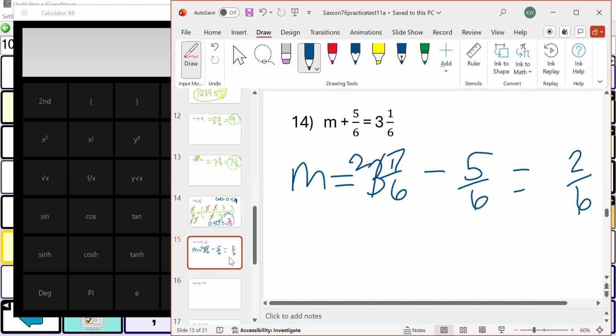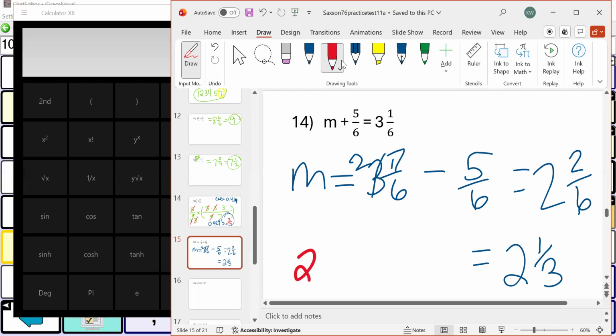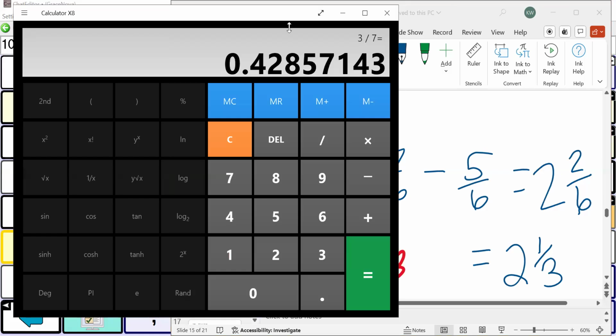And 2 minus 0 is 2. And 2/6 can be further reduced to 1/3. Now, 1/3 is a decimal number that we're used to seeing, or we will be pretty soon. So I would expect to see on the calculator, if we did this problem, 2.3333, repeating 3. So let's give it a chance, okay? So clear.